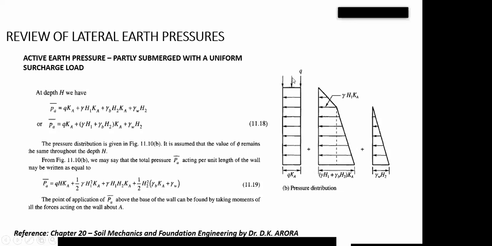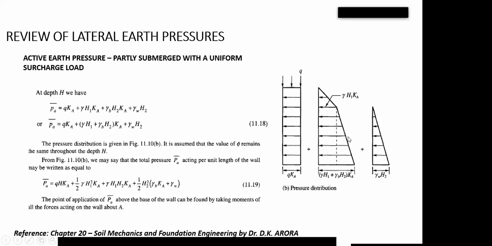If you take the area of a rectangle, it's going to be base times height, or length times breadth. So the base here is QKA times H, and that is why we're having QHKA here. And these other two are triangular in nature, based on what we've explained here. I think that basically explains the second diagram, the trapezium and the triangle.